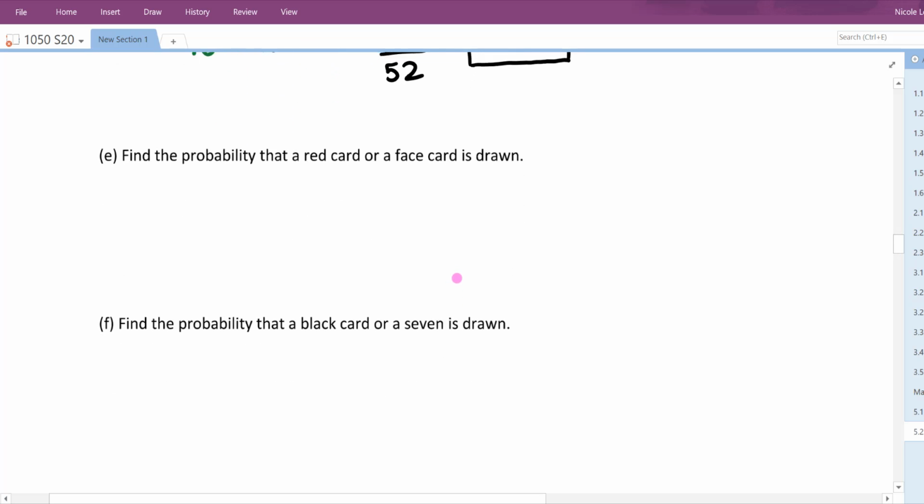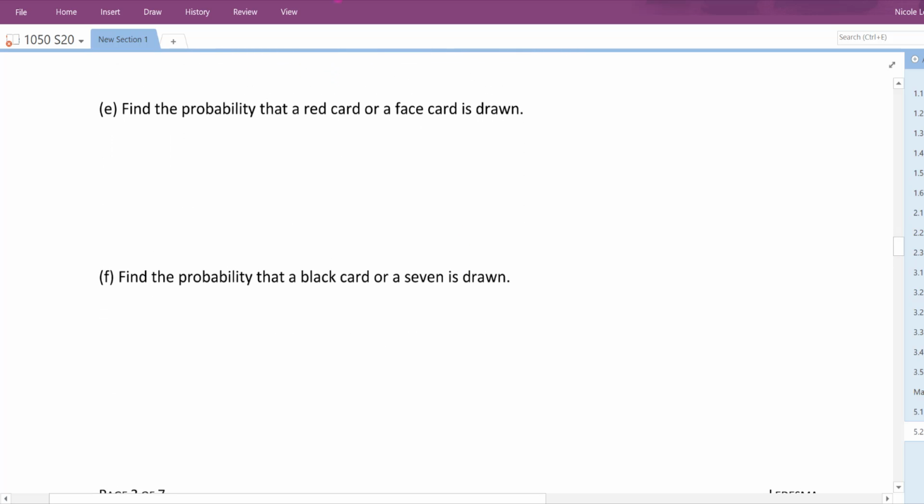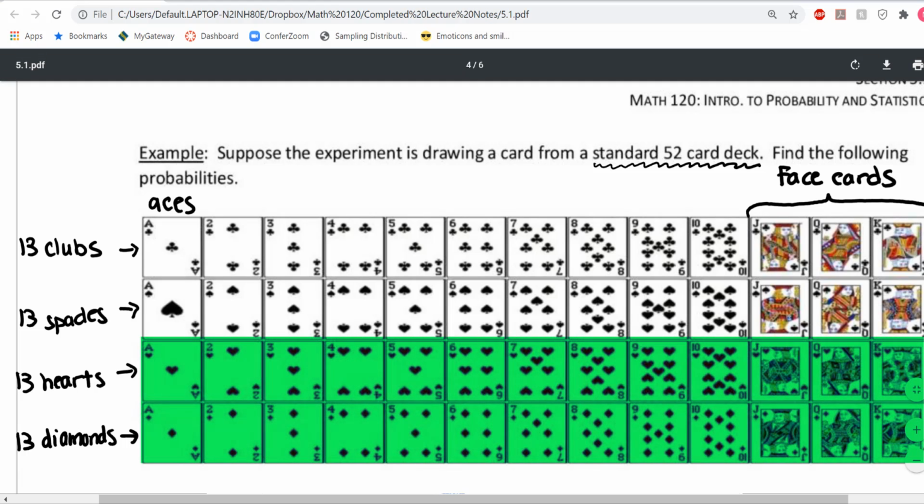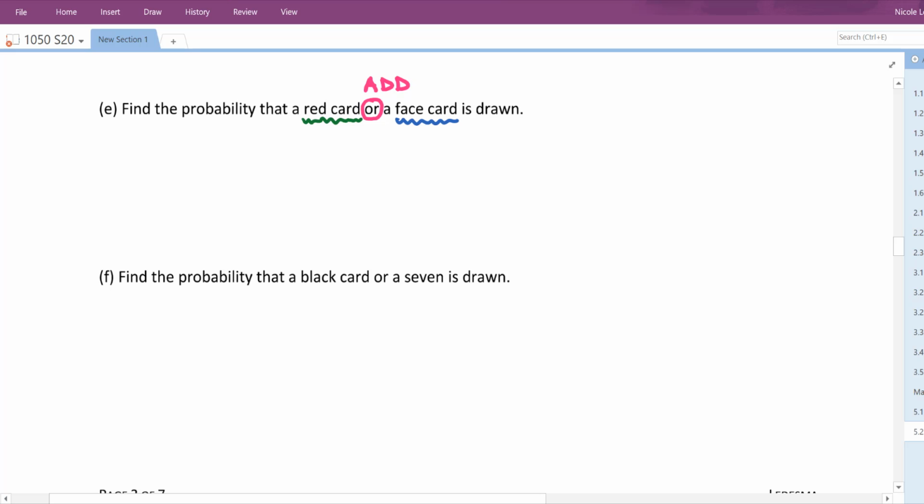Okay, so then now looking at part E, we want to find the probability that we draw a red card or a face card. Okay, so here's our keyword of or, which will tell us to add. Okay, and then we have our two groups here, red card and face card. Okay, so then looking at our deck of cards, here are all of our red cards. And we have 26 of those since you have the 13 hearts and the 13 diamonds. So we have 26 red cards.